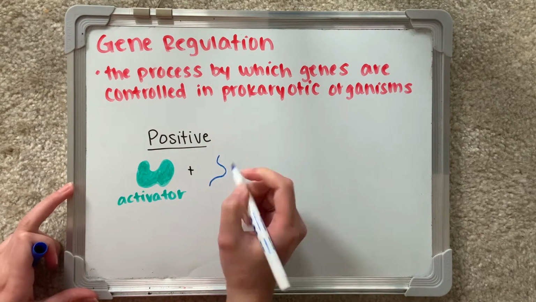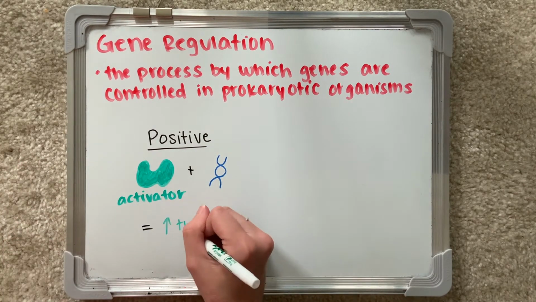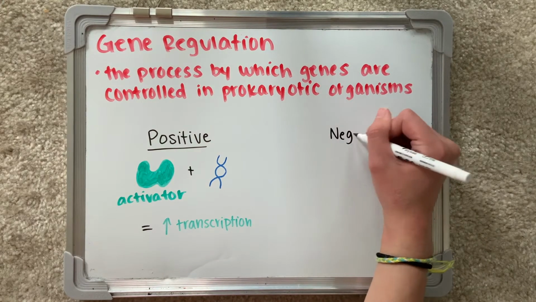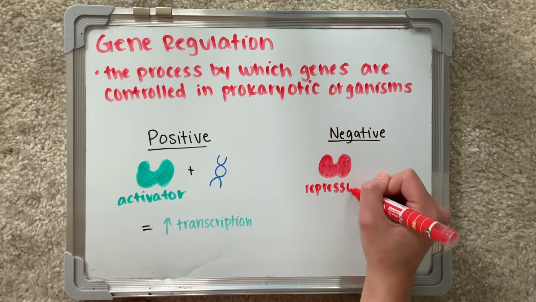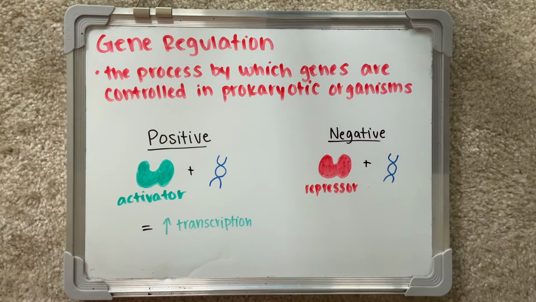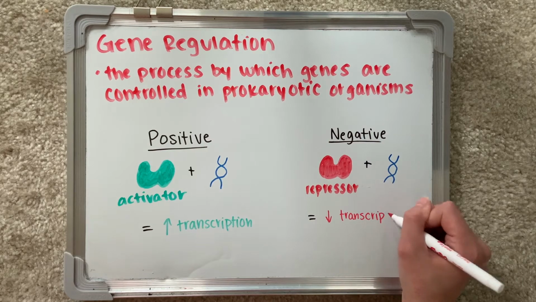The first is positive versus negative control. A positive control mechanism involves a protein called an activator that binds to DNA and increases the rate of transcription. Negative control mechanisms involve repressor proteins that actually prevent transcription from taking place when they bind to the DNA.